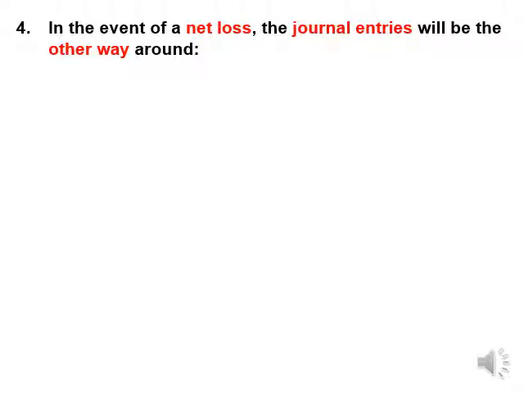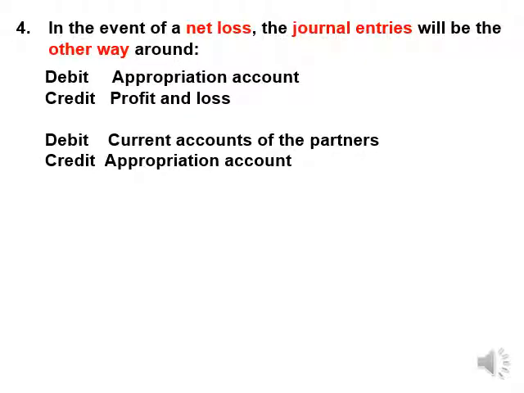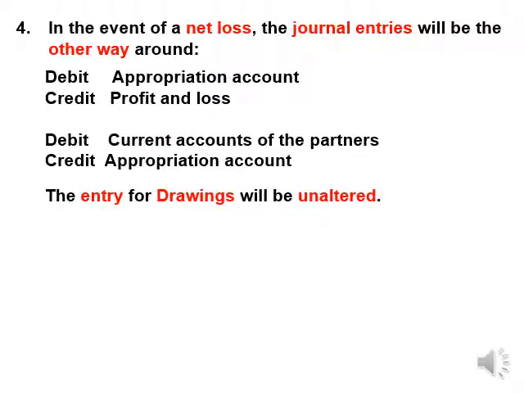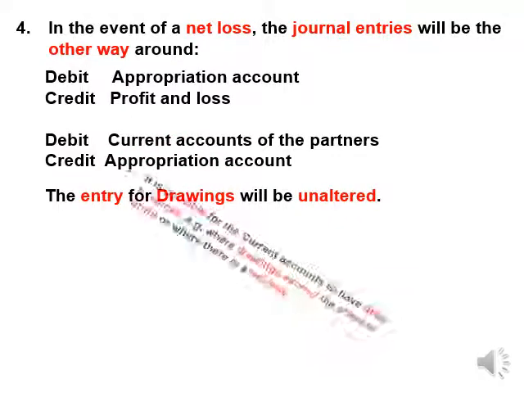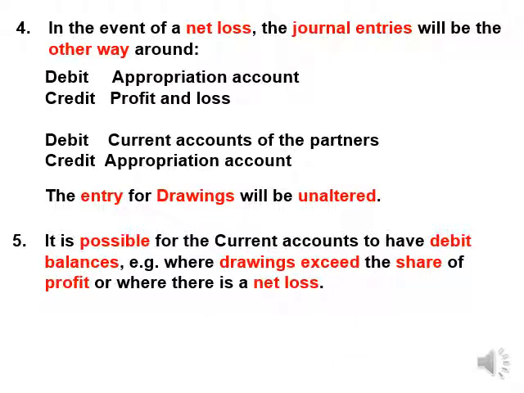In the event of a net loss, the journal entries will be the other way around. We will debit the appropriation account and credit the profit and loss account, and then we will debit the current accounts of the partners with their share of the loss, and we will credit the appropriation account. The entry for drawings will stay the same. It is possible for the current accounts to have a debit balance. That will happen when the drawings exceed the share of the profit or if there was a net loss that was made.